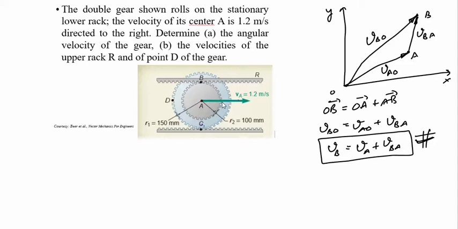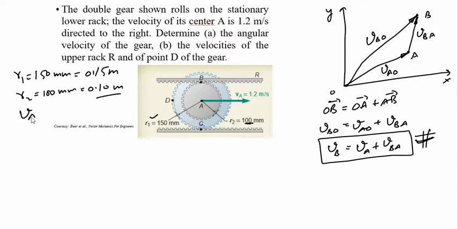So here we are having the numerical in which this is the compound gear, the one gear is mounted over the other gear. One is having the radius 100 mm, other one is having the radius 150 mm. So R1 is equal to 150 mm is equal to 0.15 meter. R2 is equal to 100 mm is equal to 0.10 meter. And V is also given 1.2 meter per second.